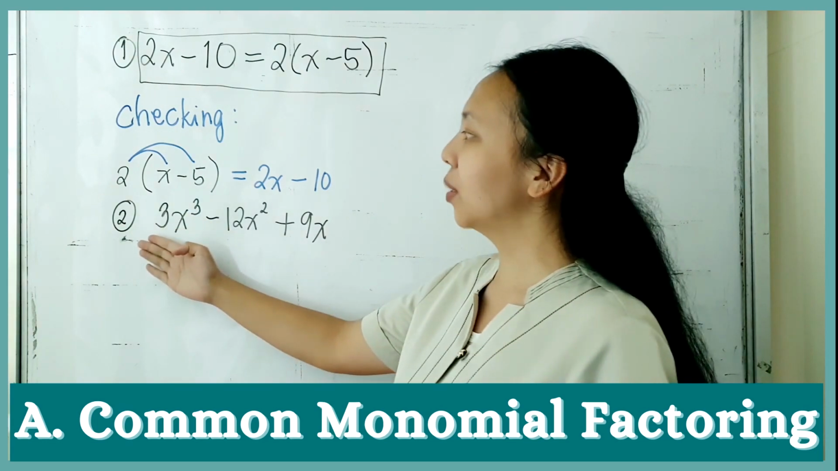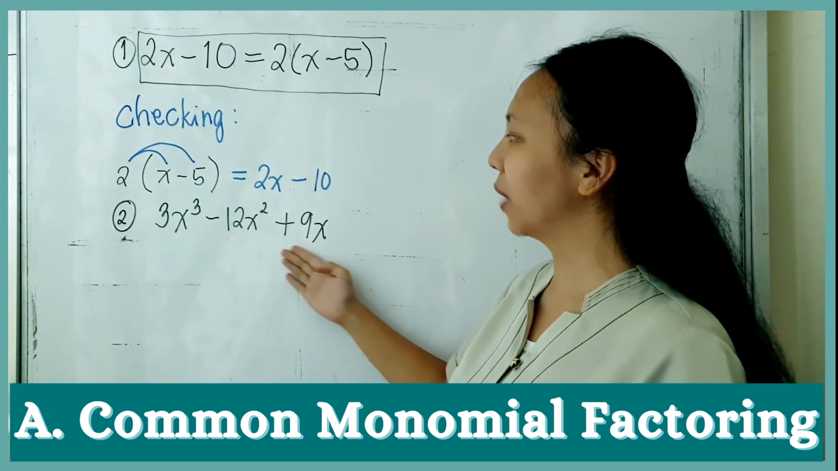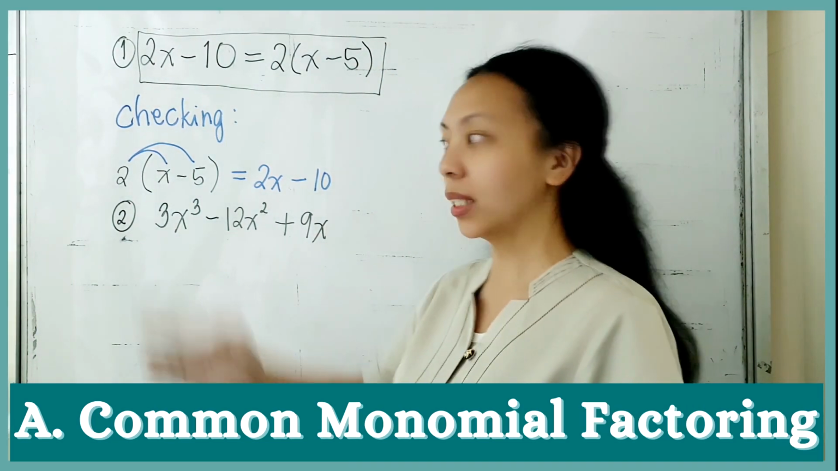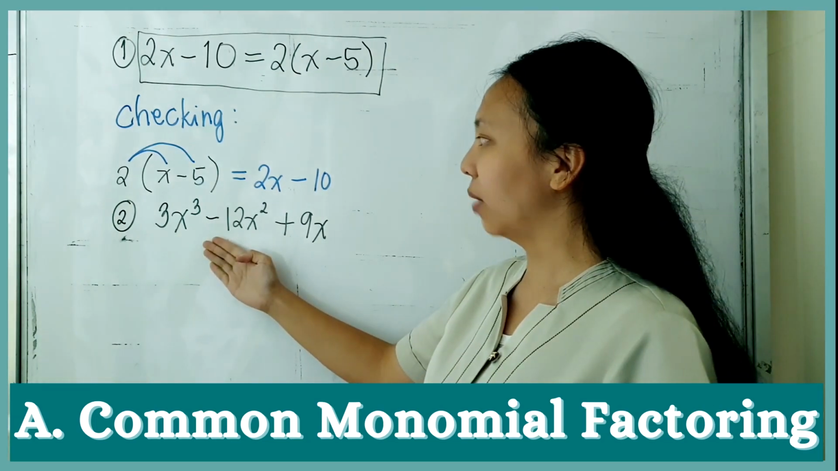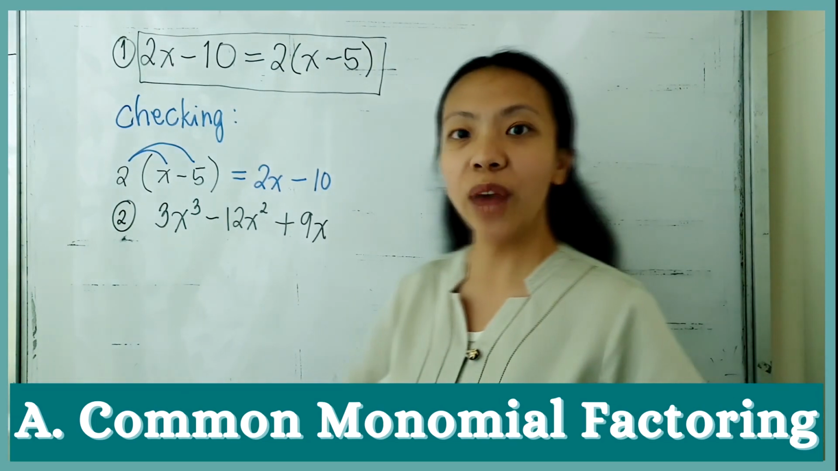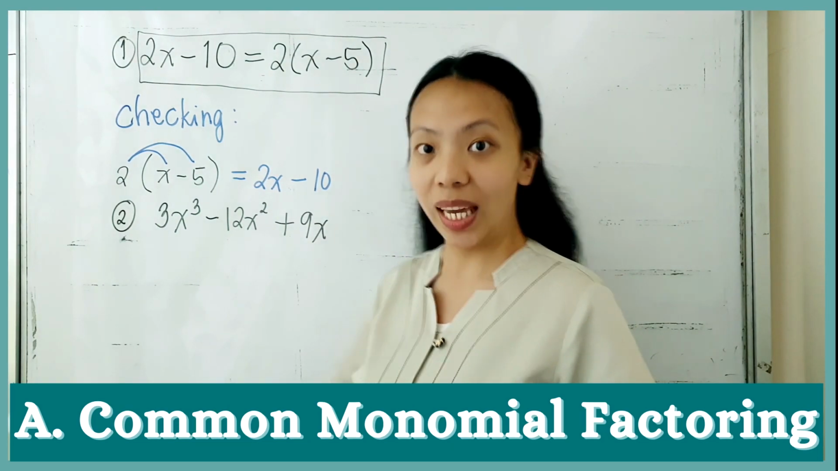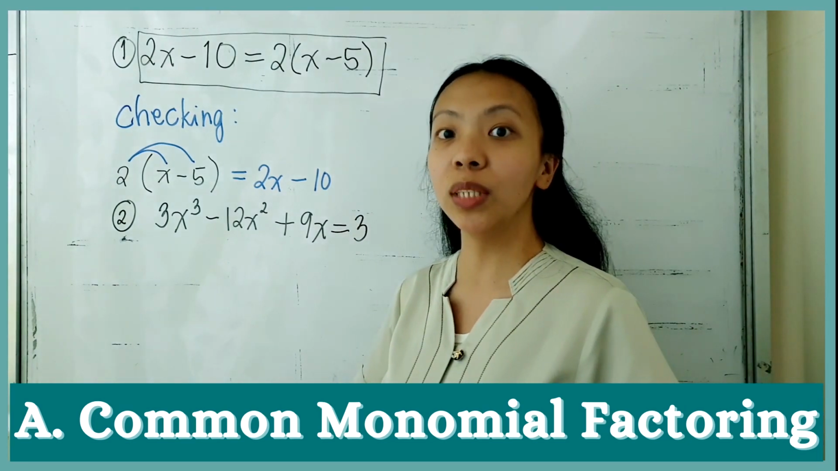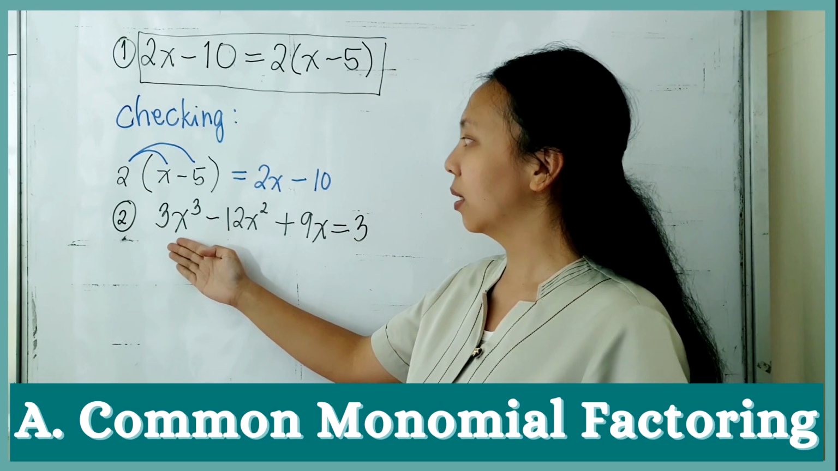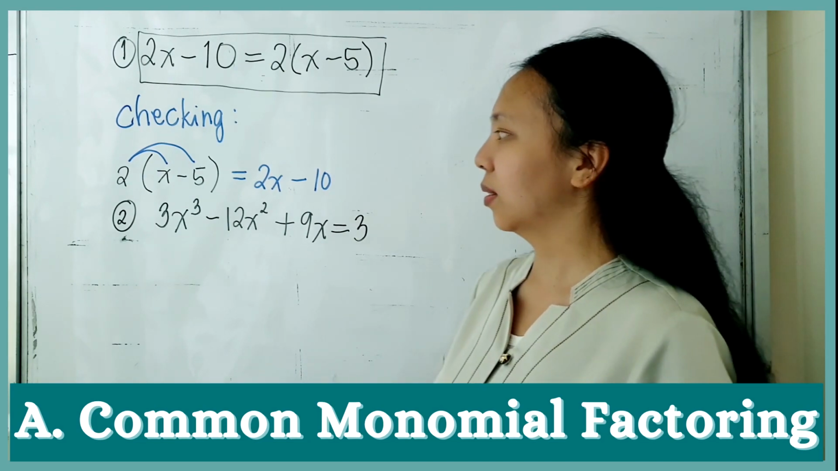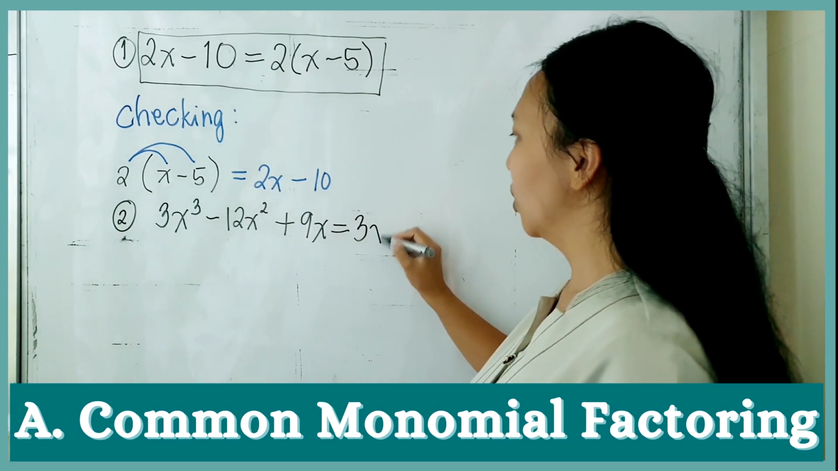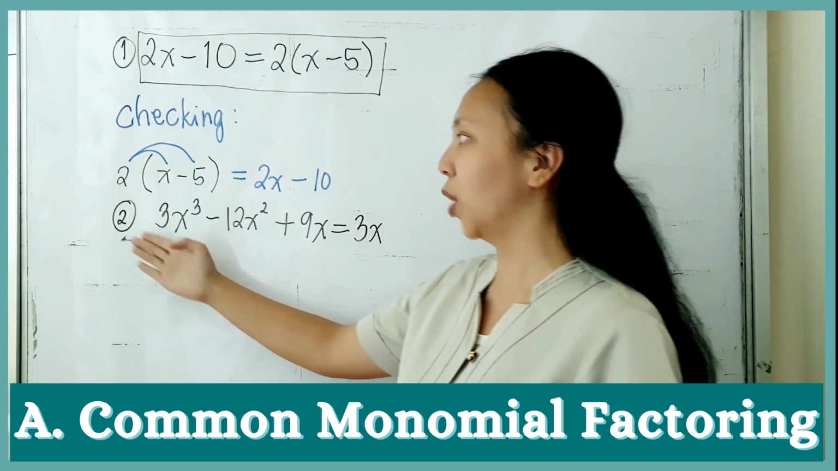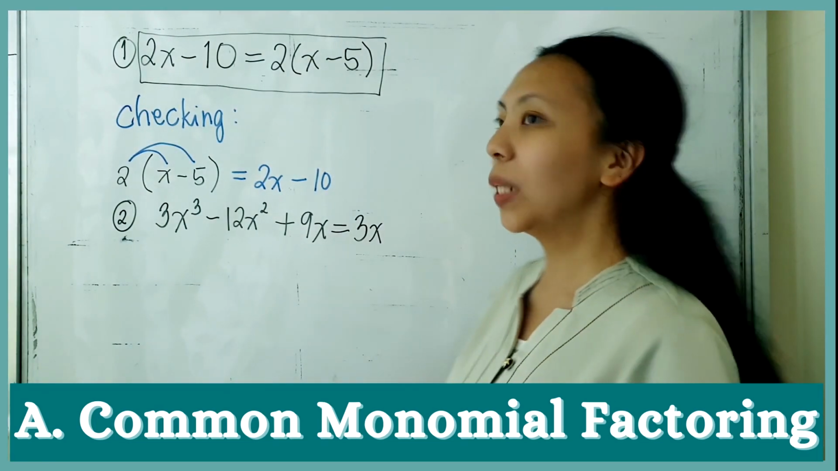We are now to factor out the polynomial 3x cubed minus 12x squared plus 9x. Let us first focus ourselves on the numerical coefficients 3, negative 12, and 9. What factor is common to these three? It is 3. Now, let's move on to the factor common to the literal coefficients x cubed, x squared, and x. It is x. The product of 3 and x, which is 3x, is the common monomial factor to the given polynomial 3x cubed minus 12x squared plus 9x.